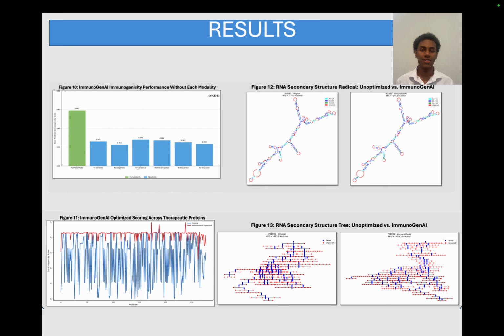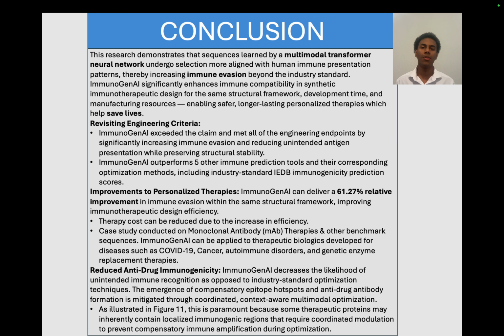I ran lots of exciting simulations. For example, RNA folding simulation confirms that immunogenic optimization preserves native secondary structure and thermodynamic stability. Immunogen can make a big impact by enabling safer, longer-lasting, personalized therapies while reducing unintended side effects, which can potentially save lives. I was inspired to work on this problem because I'm really passionate about AI and want to apply my knowledge in it to a real-world medical problem.